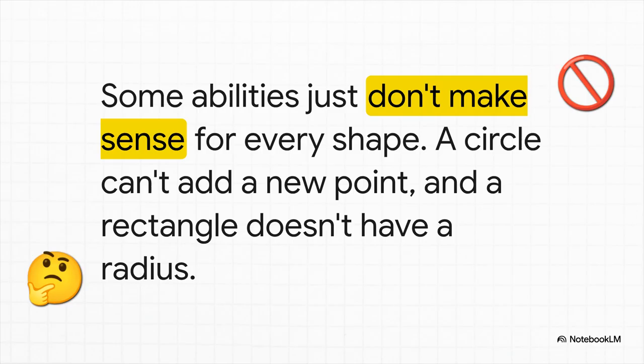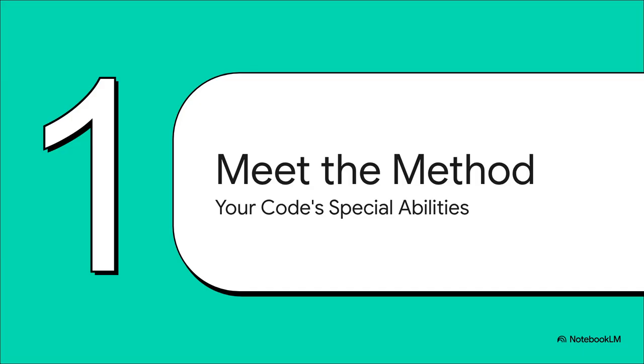Some abilities just don't make sense for every single shape. A generic add point function would be a total disaster for circles or ovals. So what we really need is a way to create these special powers that are exclusive to certain kinds of objects. And that solution, my friend, is the method. Seriously, just think of it like a special ability that belongs to a specific object. It's like a superpower that only one particular superhero gets to use.